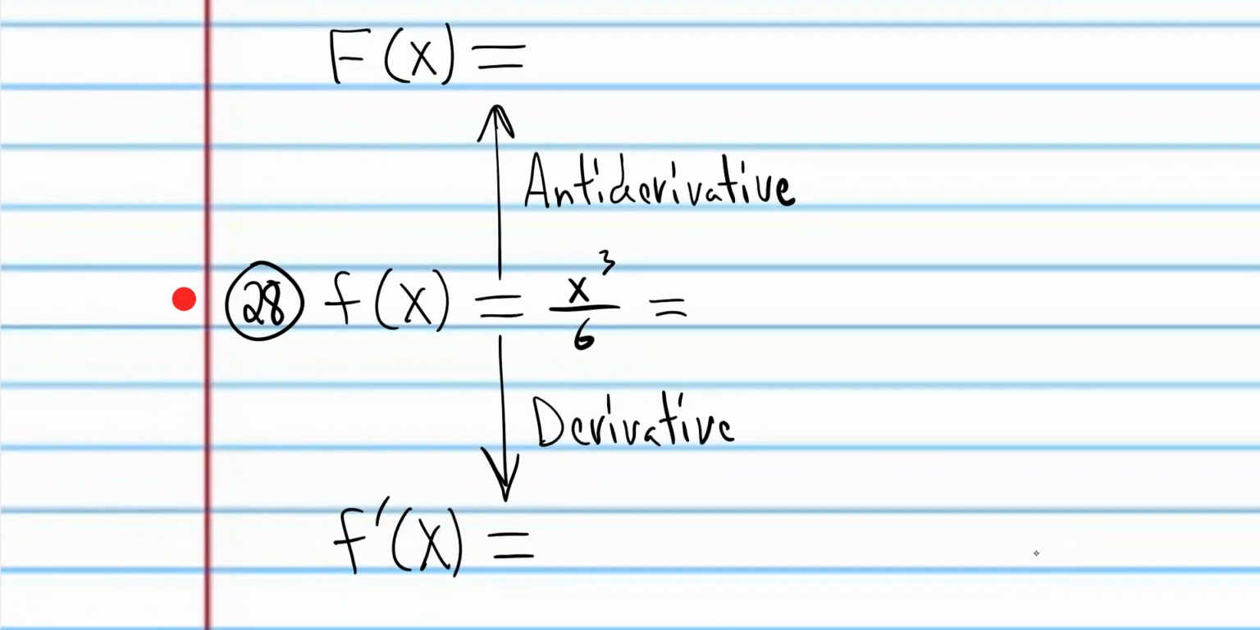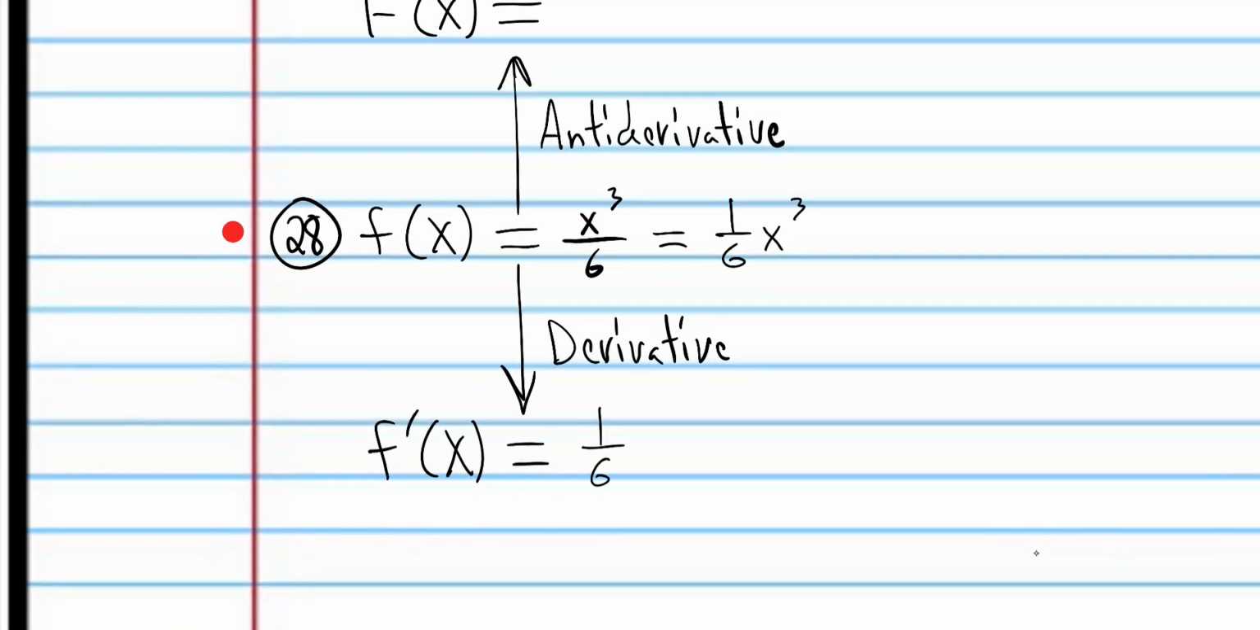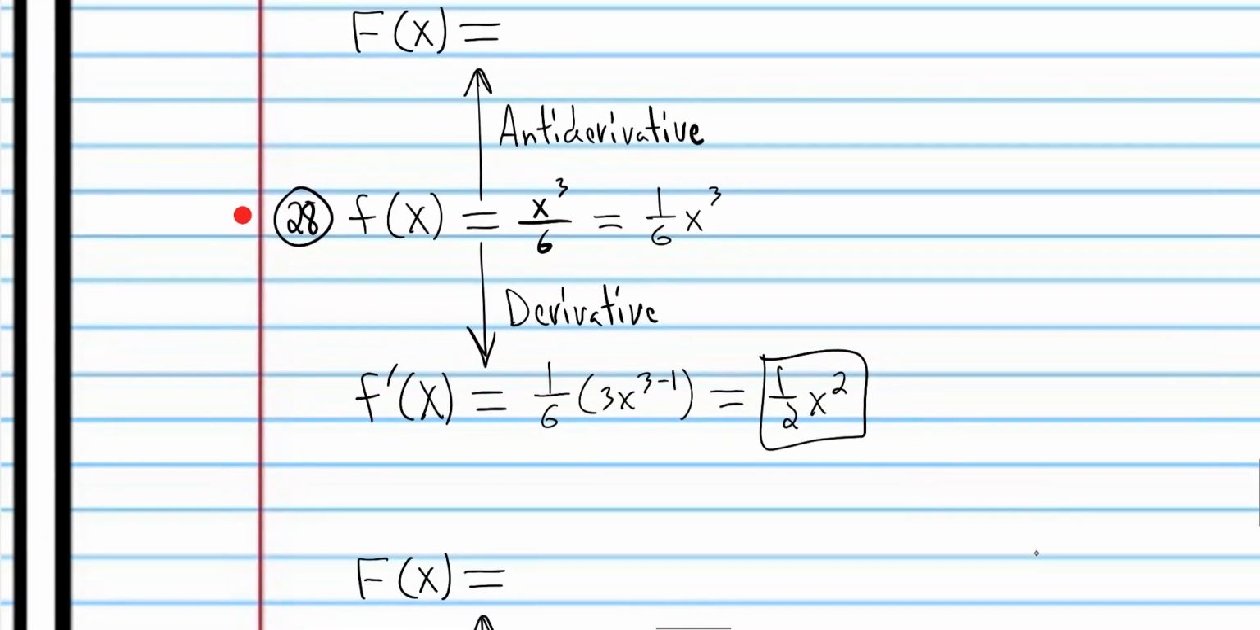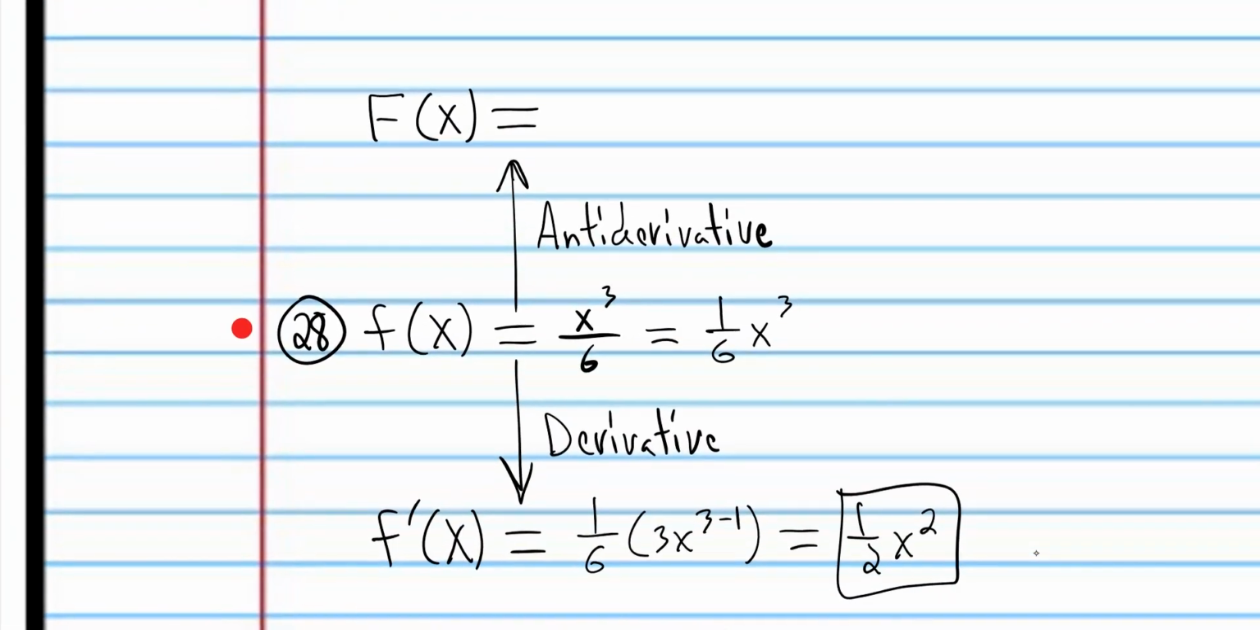We're just going to change this to 1/6 times x to the 3rd power. Now we can easily find the derivative. So we get 1/2 times x squared. That is the derivative. So we use the constant multiple rule and the power rule.